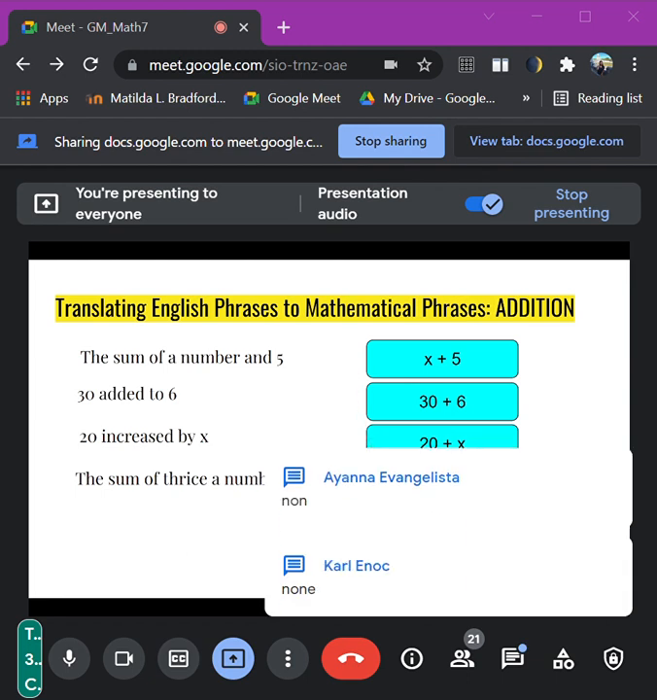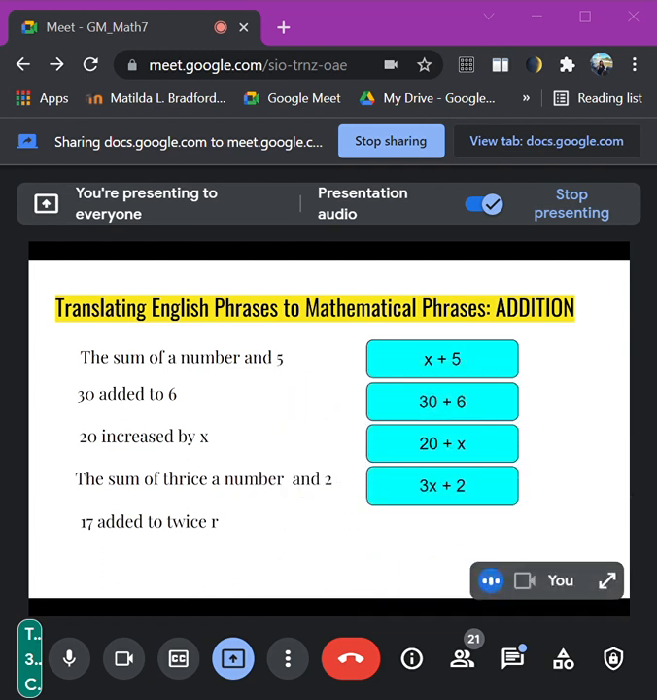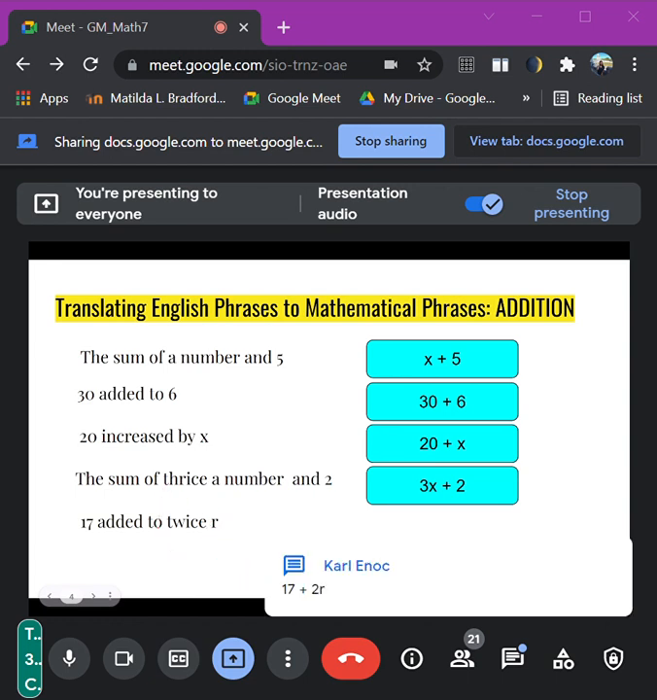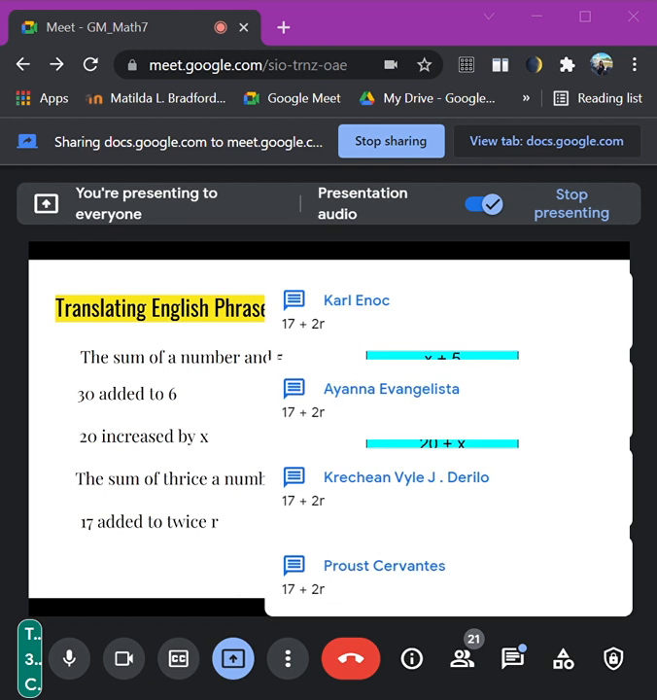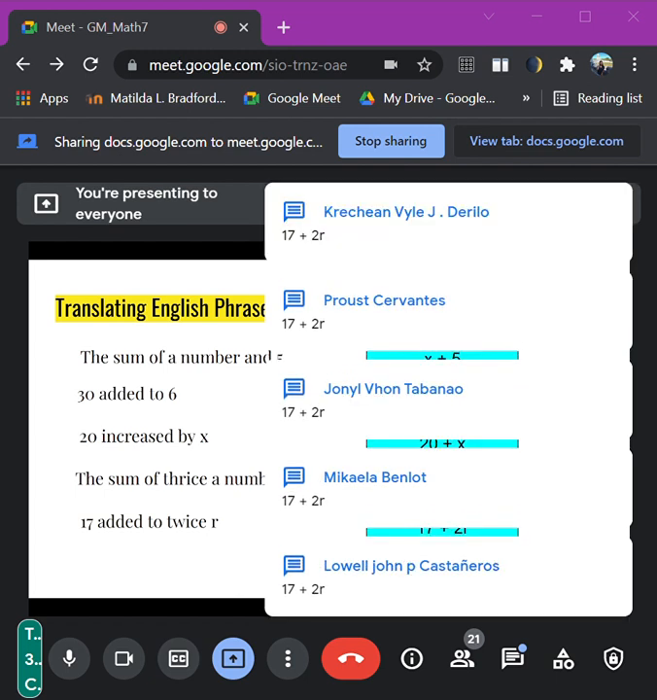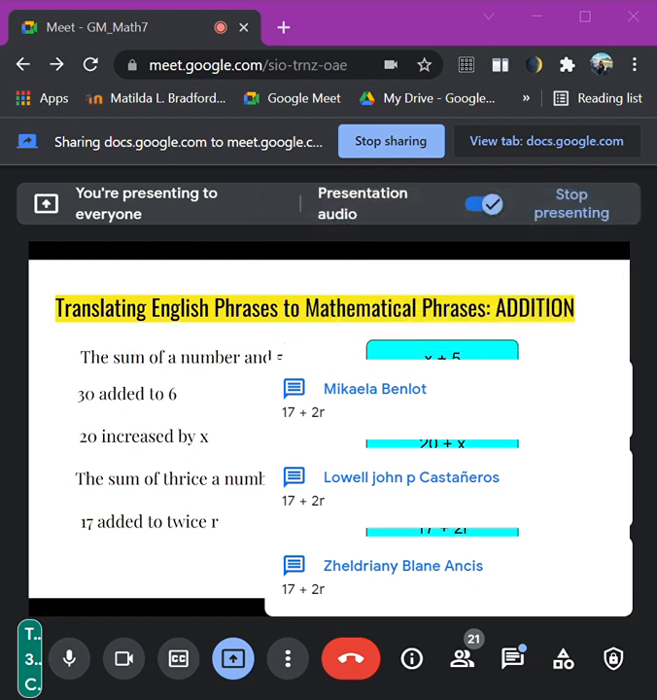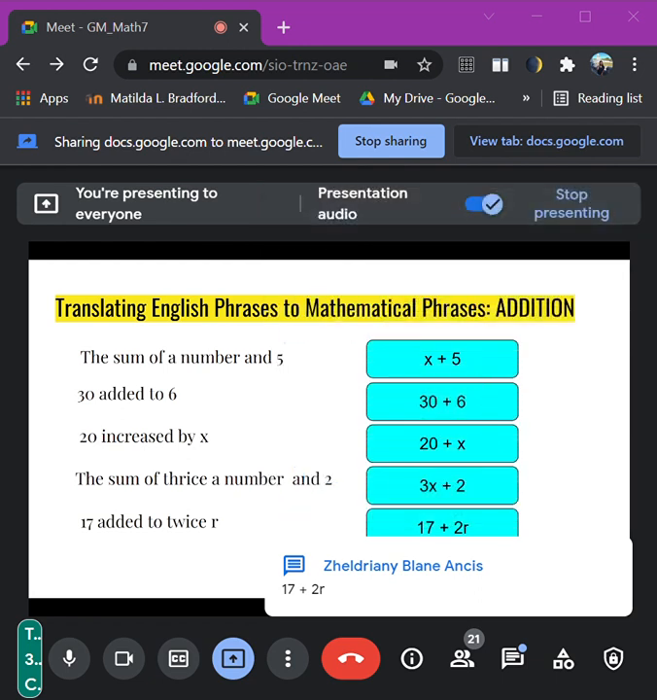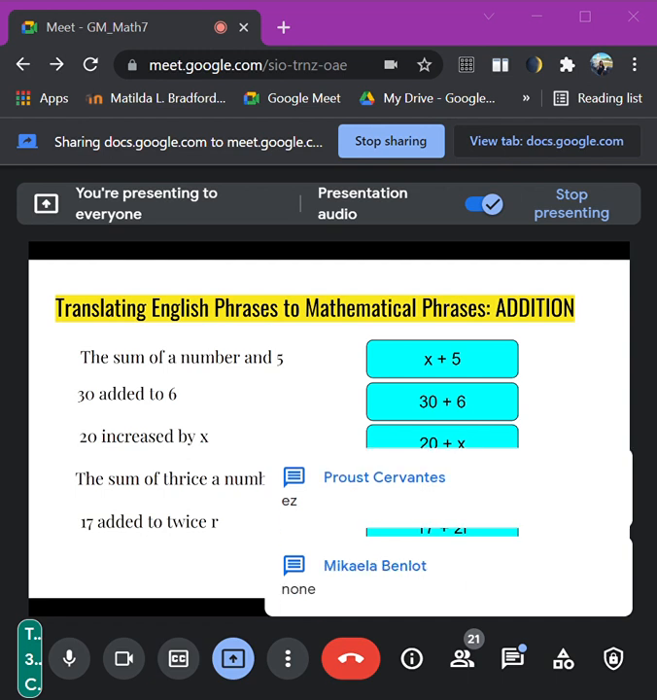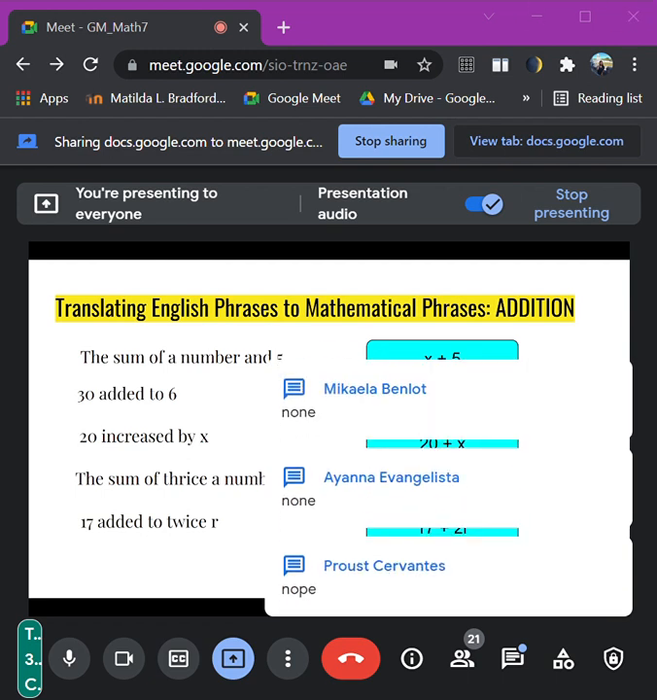Okay. Now, let's go to the next one. 17 added to twice r. So, if nagihatag nga letter diha, class, that is what we're going to use. If a number x atong gamiton. 17 plus 2r. Very good. Okay. So, good job. Dali ra no mag-translate og English to math. Okay. Sige, question so far. None. Okay, none. Now let's go to the next one, class.